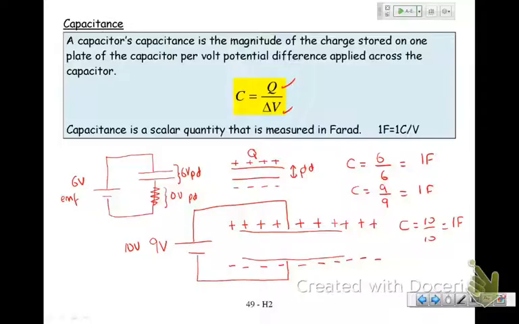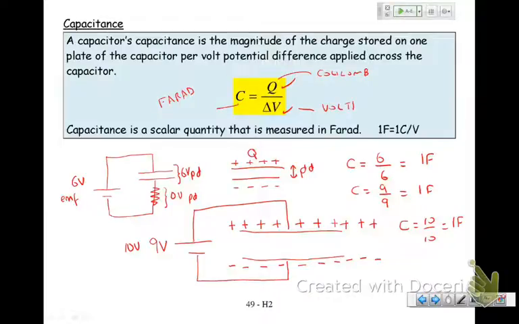So capacitance. Now I can increase the amount of charge that I can store for a given EMF by changing the design of the capacitor, and we're going to talk a little bit about that. So capacitance is like a figure of merit. It is measured in farad, and this is measured in coulomb, and this is in volts.